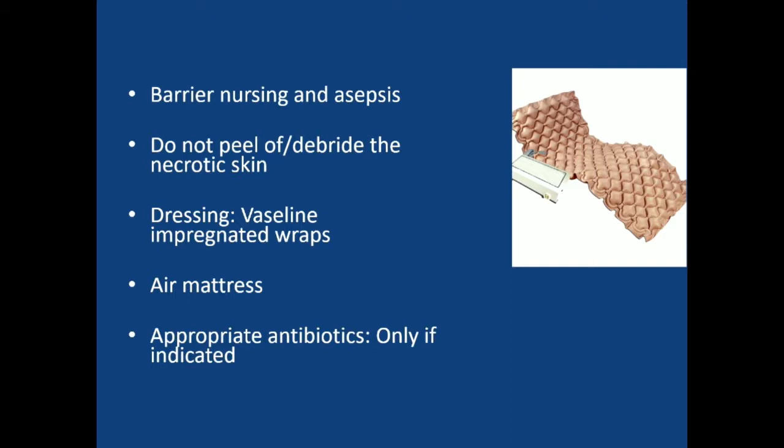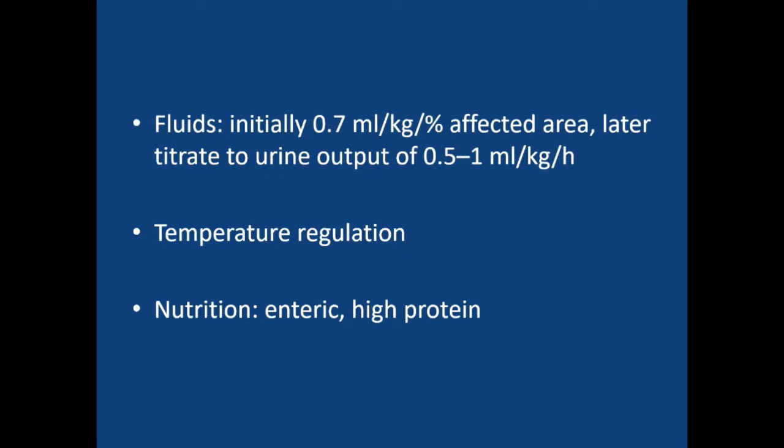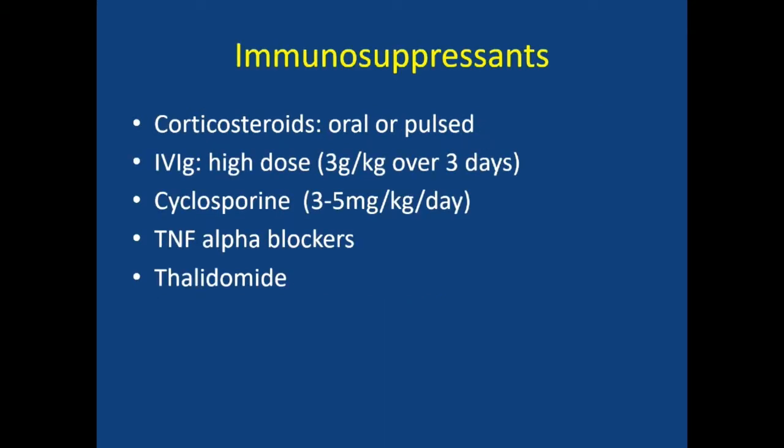Appropriate antibiotics should be given only if indicated. If the patient has sepsis or bacterial pneumonia, you can add antibiotics depending on your institutional practice and culture sensitivity report, but blanket antibiotic coverage is not necessary and is not recommended. Fluid support is important. You give fluids at a rate of 0.7 ml per kg. Generally, we use normal saline, and you titrate it to achieve a urine output of 0.5 to 1 ml per kg per hour. These patients are predisposed to hypothermia, so temperature regulation and nursing the patients in a humid environment is necessary. Enteral nutrition with a high protein diet is important.